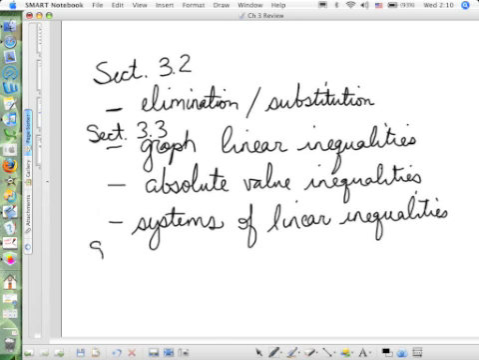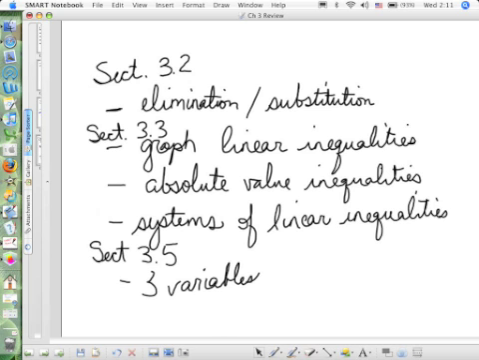We skipped section 3.4, and then we have section 3.5, which is the 3 variables. Solving a system of equations with 3 variables. Okay, so you need to be able to do these things right here for the test tomorrow.